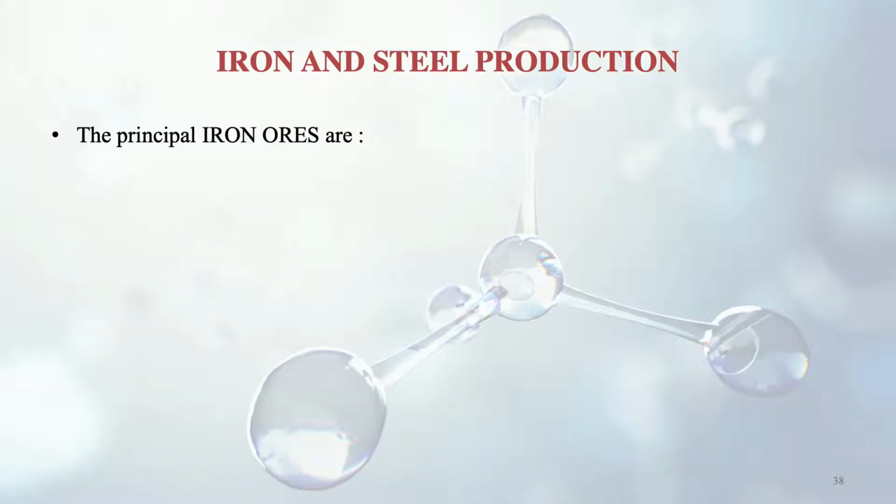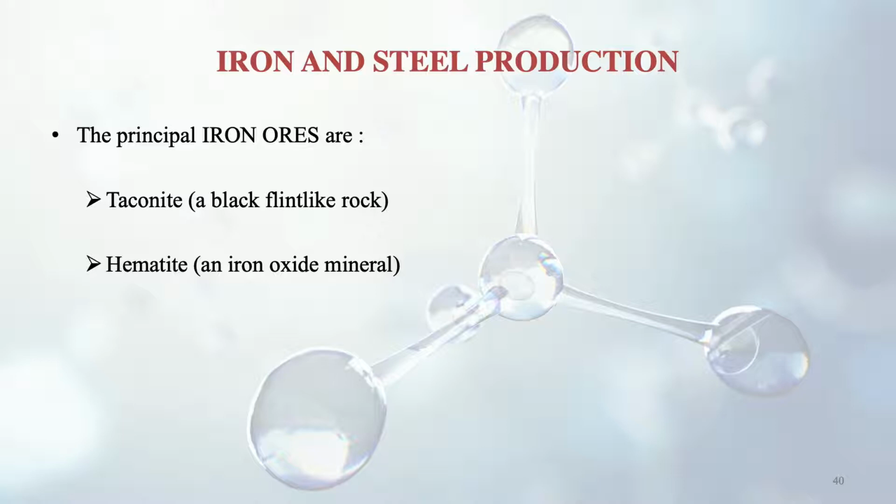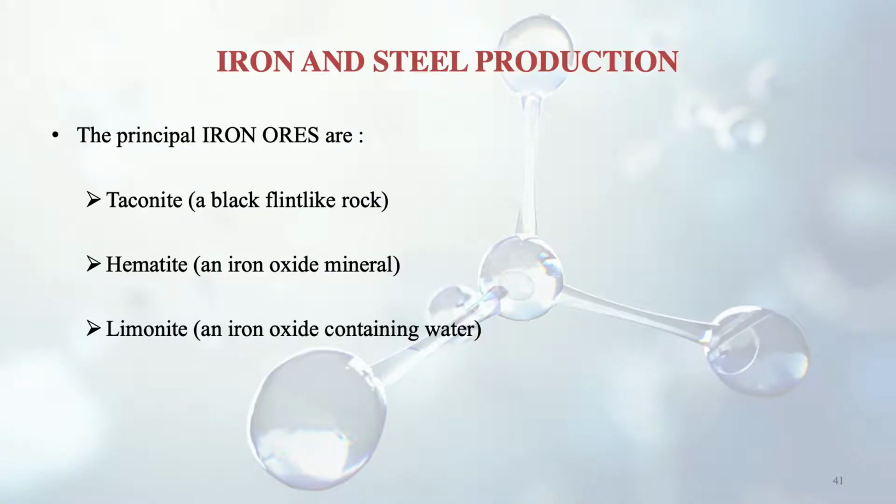The principal iron ores are: number one, taconite. It is a black flint-like rock, so it is a rock type. Hematite is an iron oxide mineral, meaning a combination of iron and oxygen. Generally we see, say, Fe2O3. Then limonite, which is also an iron oxide containing water. So the difference between limonite and hematite is that one is iron oxide without water, whereas limonite is the one containing water. So when iron ore is there, it's not pure iron, so it needs processing.